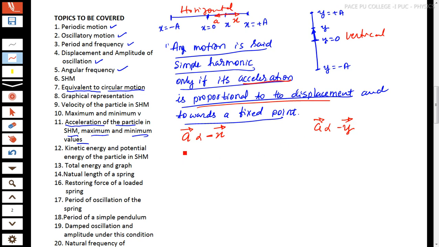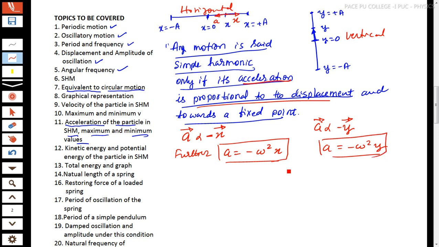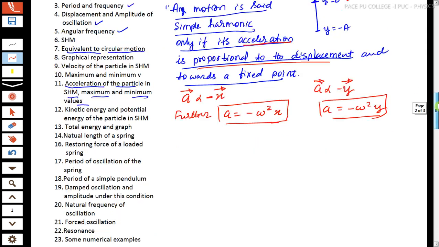Here we add one more term. Further, a is equal to minus omega square x. This is what we can prove next. Or here I can write a is equal to minus omega square y. This is the way we express the acceleration of simple harmonic motion in terms of displacements. You have to memorize these equations, these results, in order to understand the further concepts.